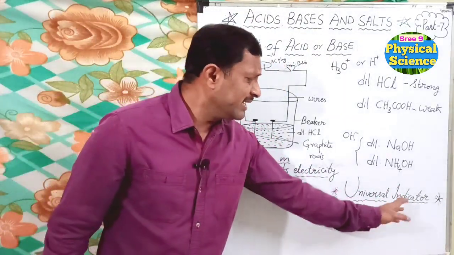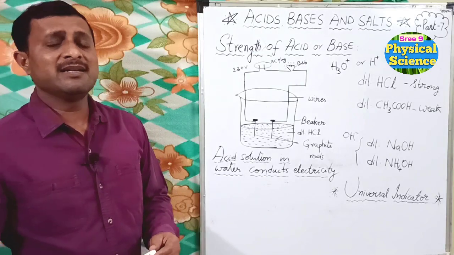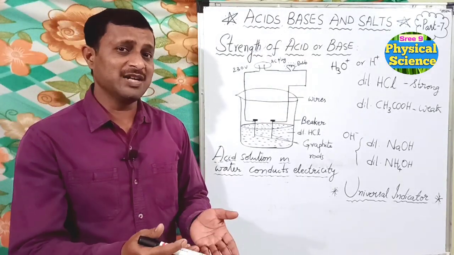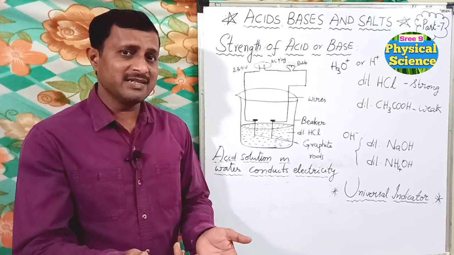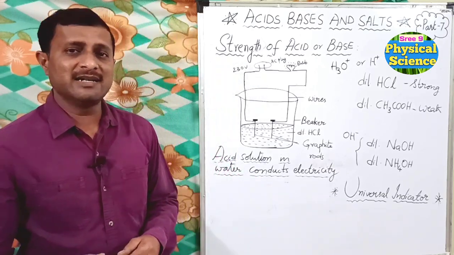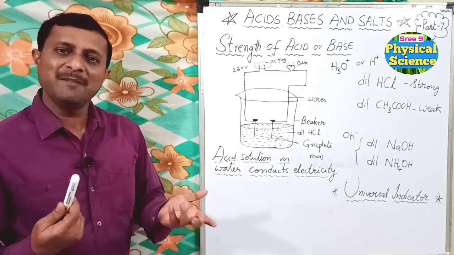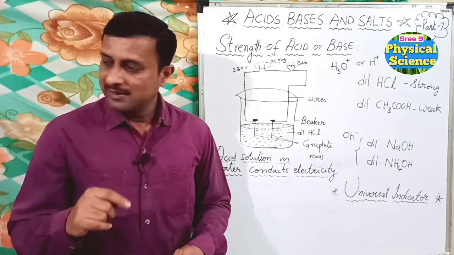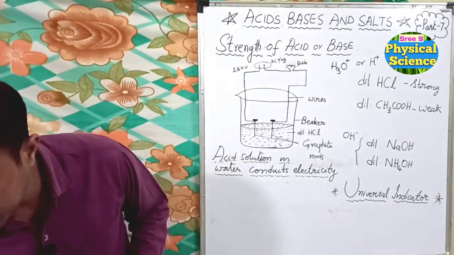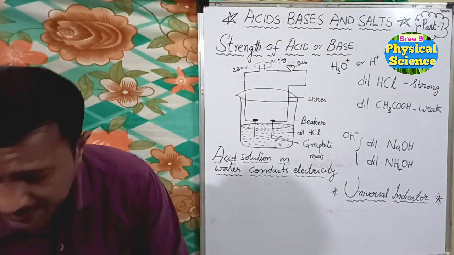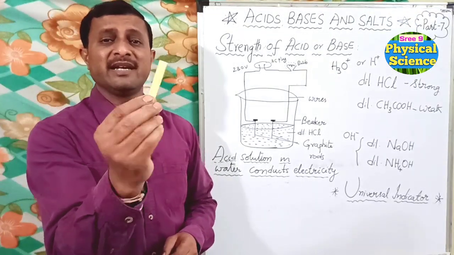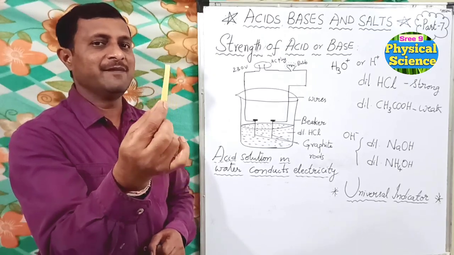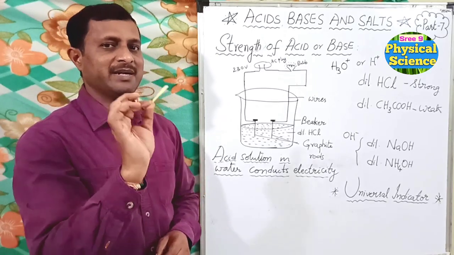Here universal indicator is a solution which is a mixture of several indicators. It is a solution of several indicators which show different colors in different acids and bases depending on their strengths. I'll show you universal indicator here. This is the universal indicator pH paper. This is a litmus paper which we say universal indicator paper.